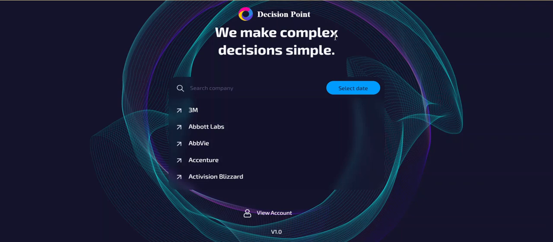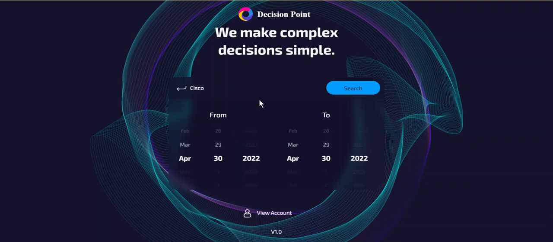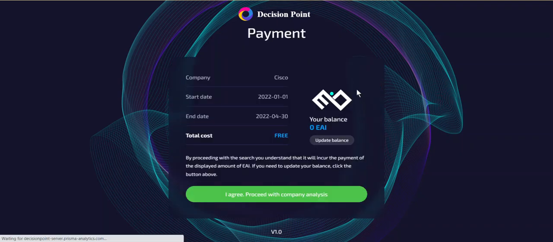So let's look at Cisco. I like Cisco because I'm a telecommunications engineer, and network engineers and data centers all use Cisco products, software, and hardware. So let's take a quick look at Cisco, starting back in January. I'm setting the from date here, from January 1st to today's date, and let's go ahead and click search.